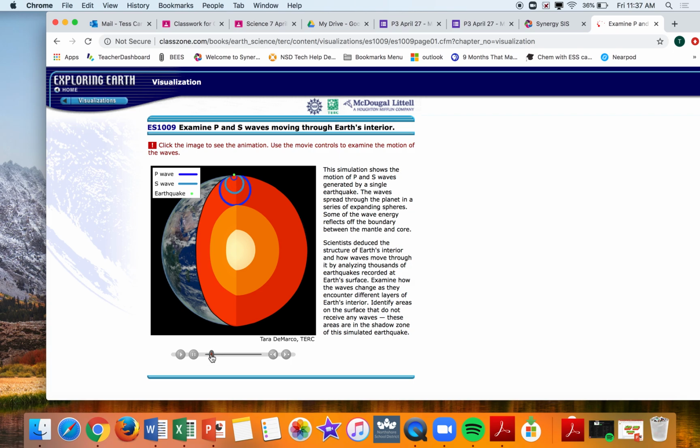So the first thing we see is the P wave has some of the energy has gone into the outer core here, and some of the energy is being reflected back.